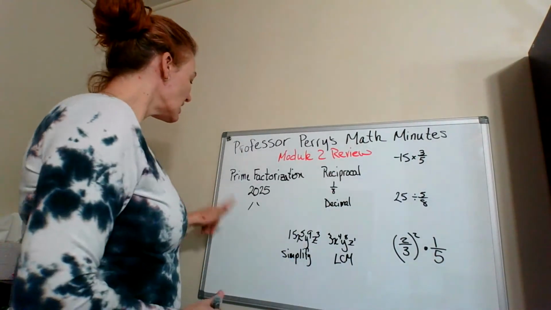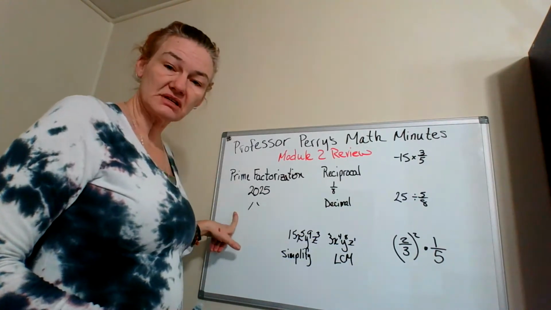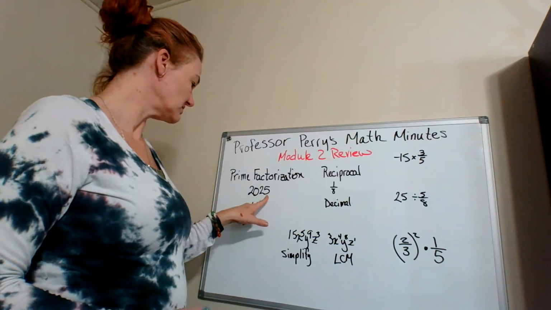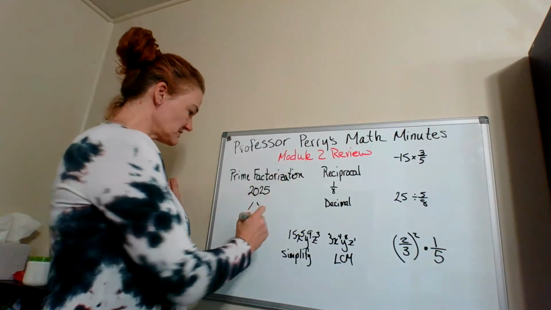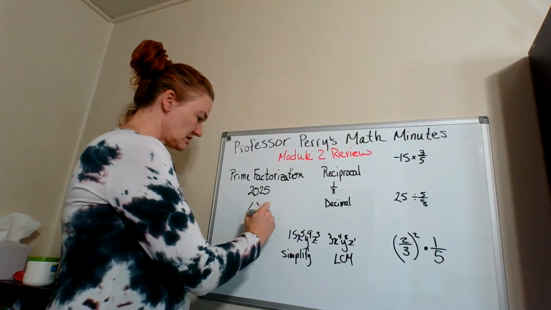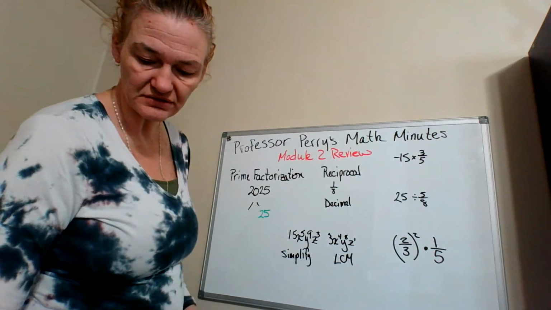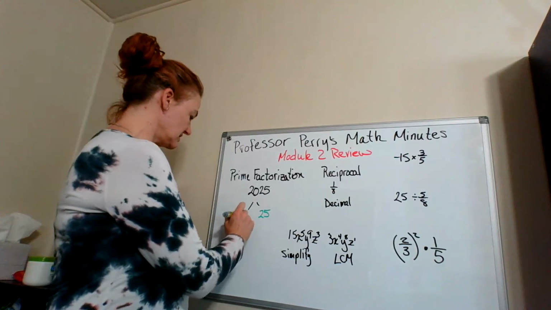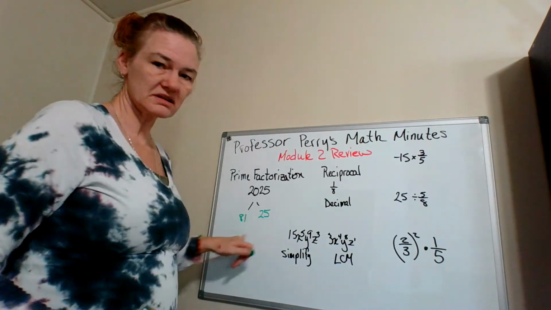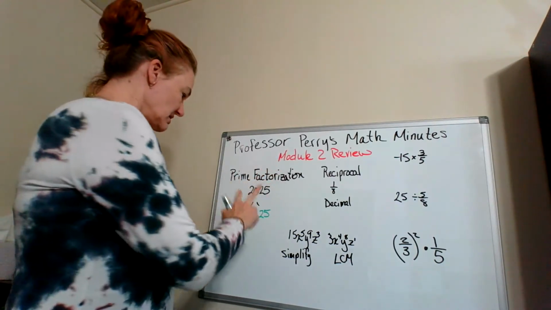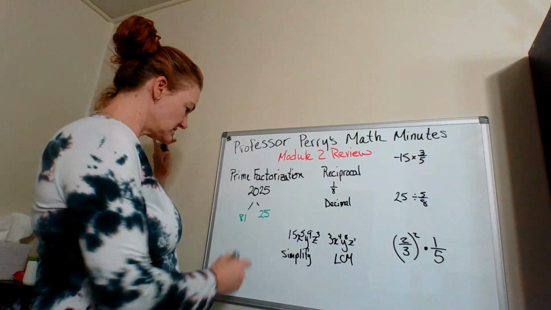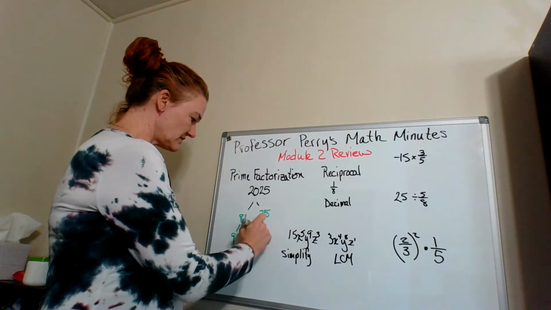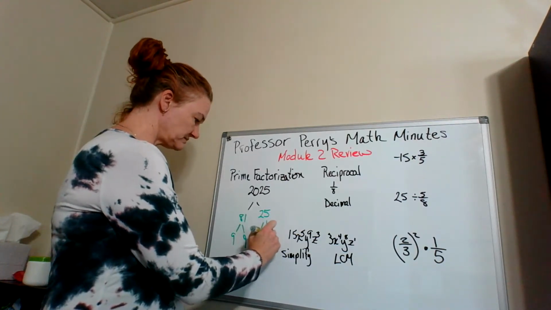Ready to go here. Okay, two factors that go into 2025. I happen to know that 25 will go into 2025, so I'm going to put that here. I'm going to divide 2025 by 25 to see what's left over here. Neither one of these numbers are prime. They both have factors. So 81 is 9 times 9. 25 is 5 times 5.